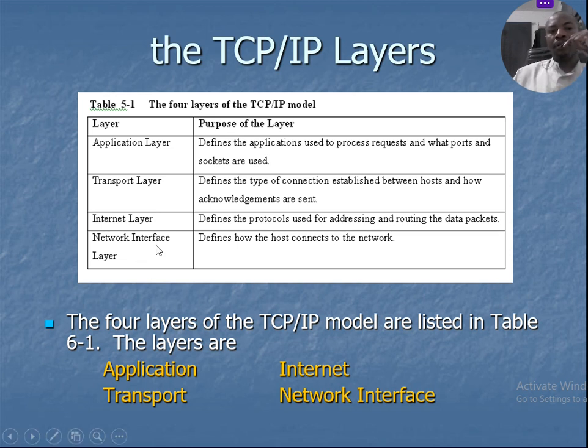The first from the bottom is the network interface layer. We're going to compare this with the OSI model. We have the network interface layer, then the internet layer, then the transport layer, and then the application layer. The network interface layer tells us how the host connects to the network. So this is principally talking about how the hosts connect to the network.